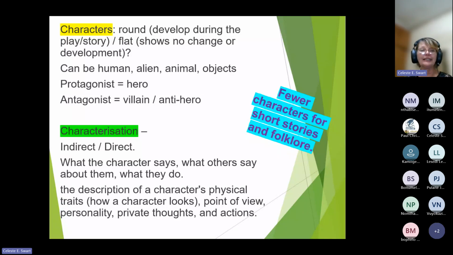Characterization, again, direct or indirect: what the character says, what others say about the character, and what the character does. The description of the character's physical traits, how the character looks, that is the picture we form of what our character looks like. And that is why sometimes you've read a book and then see a film and you say, that guy, he doesn't suit that part at all. I don't know why they used him in the film version of that book. It doesn't make sense. He doesn't suit the part.